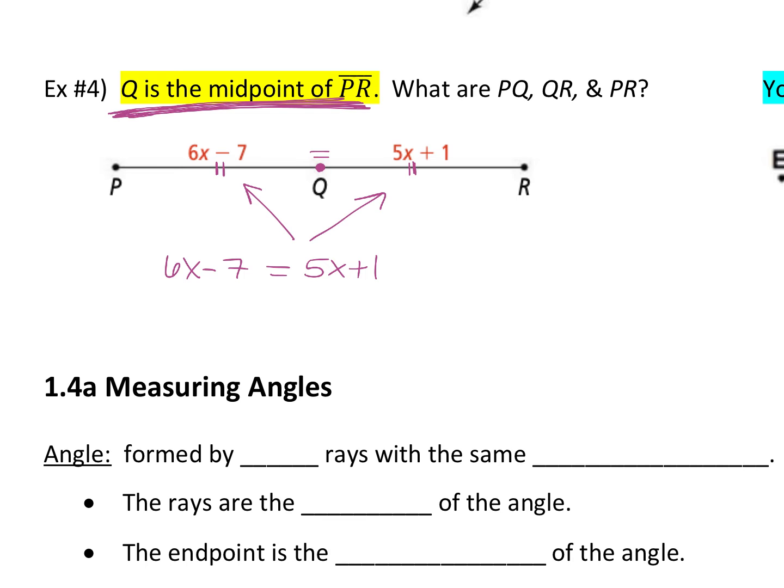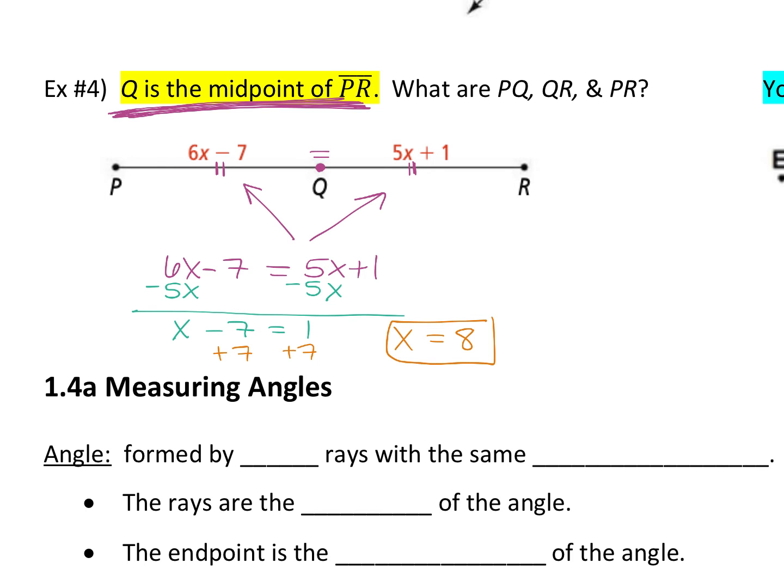Tell me what you do first to solve that equation. Subtract. We're going to take away 5x on both sides, right? So it's 1x, or just x, minus 7 equals 1. Take away that 5x. What do you do next? Add the 7. So you get x equals 8.